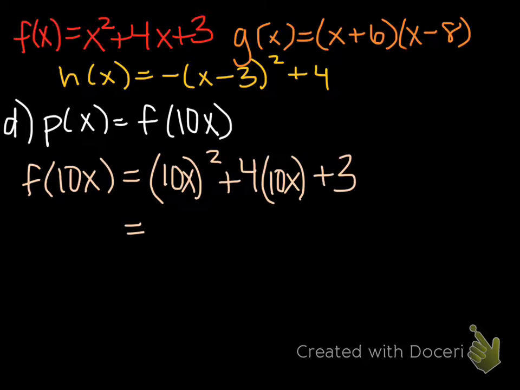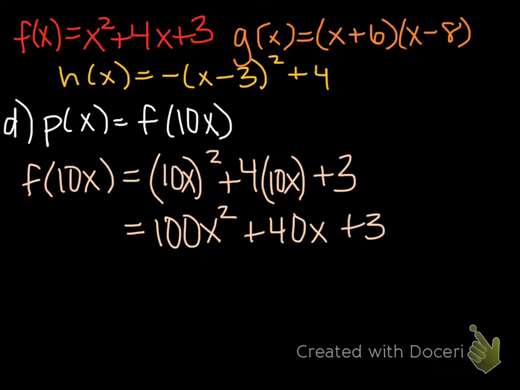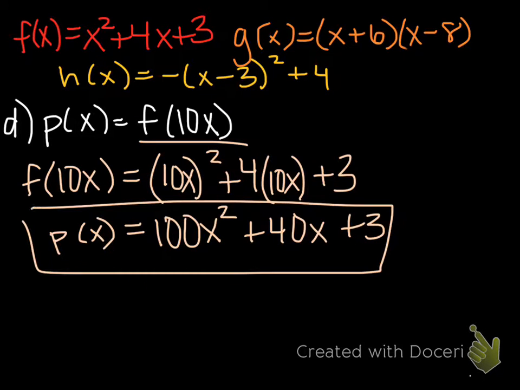A 10x squared means 10x times 10x, which would be 100x squared. Middle term will be plus 40x, and then plus 3. Again, nothing can really change because it was just f of 10x, which I just found. So this new equation actually represents my p of x equation. So I am done.